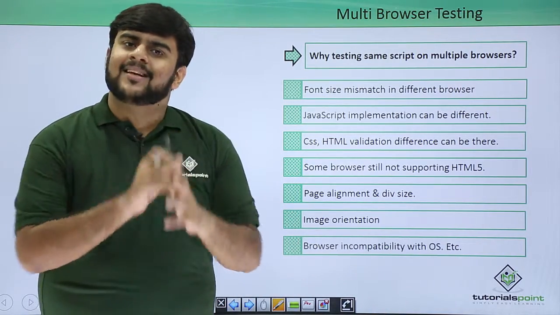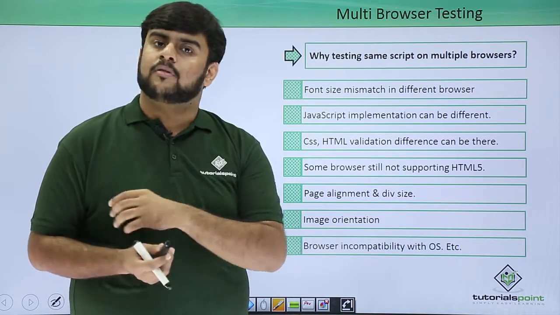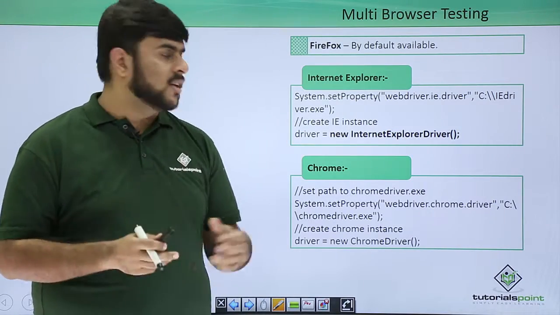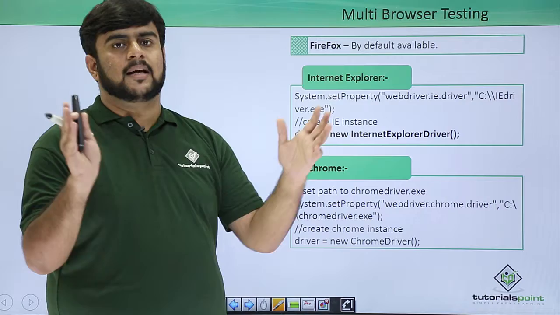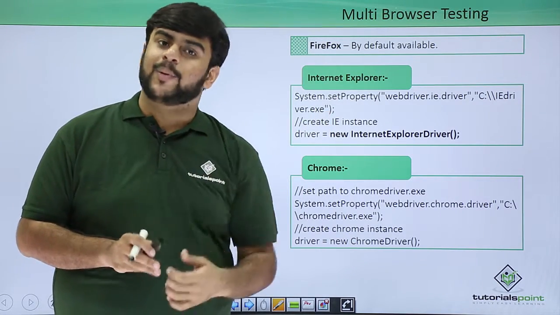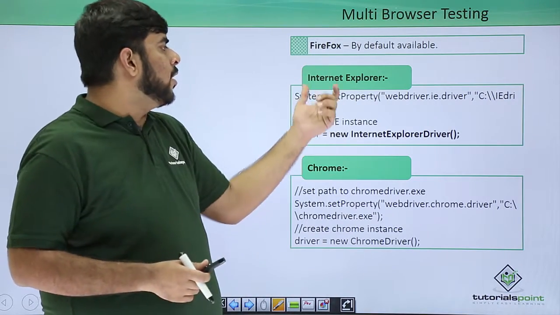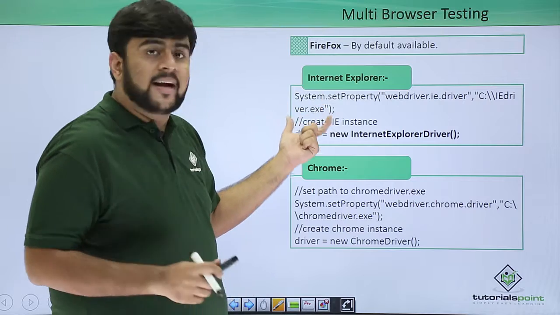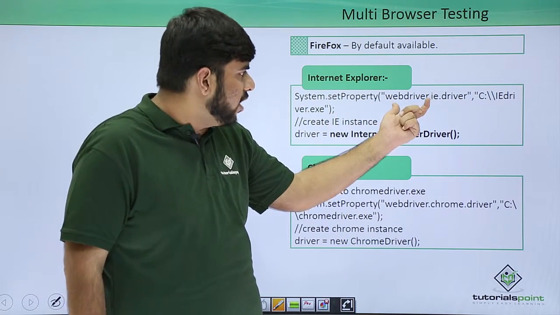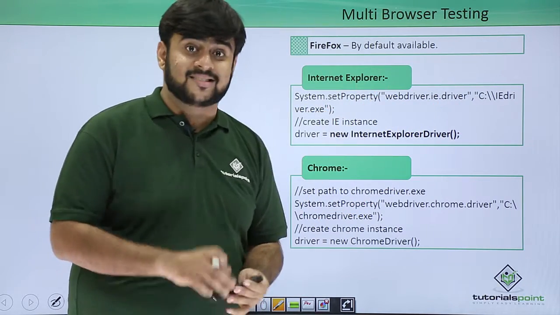So now, Selenium gives us the power to choose the browser on which we want to test. Let's see how we can do that. Till now, we have been testing entirely on the Firefox browser. Now, let's see how we test it on IE, or Internet Explorer. To run your test case on IE, you need to set your property, that is System.setProperty. The property is webdriver.ie.driver, pointing to wherever you have downloaded this exe file.